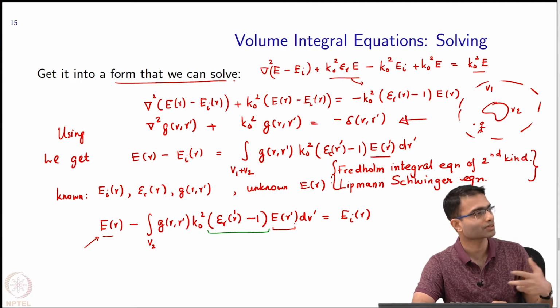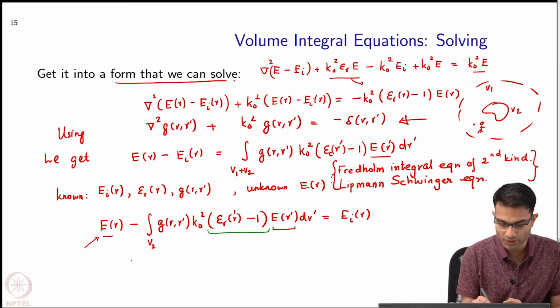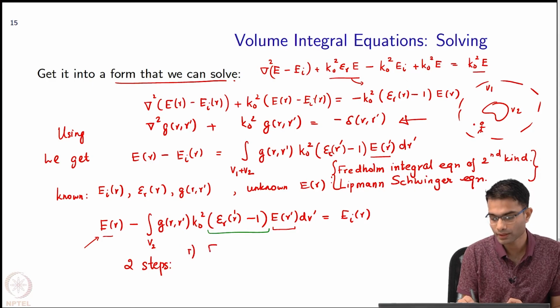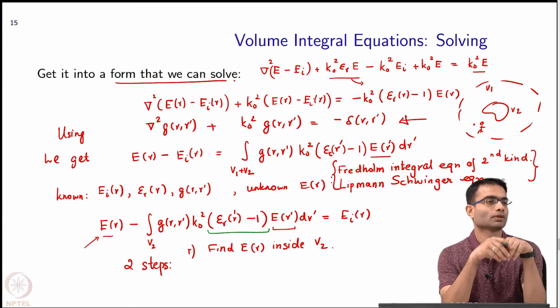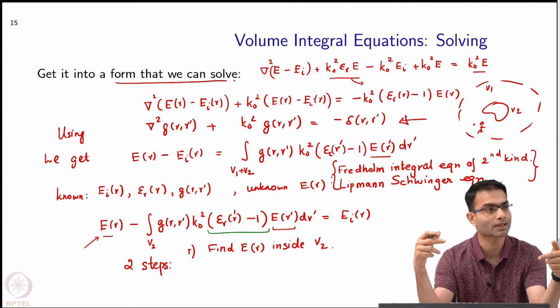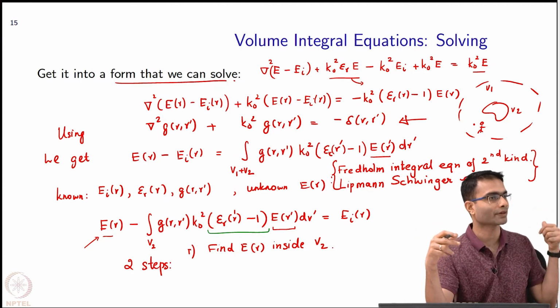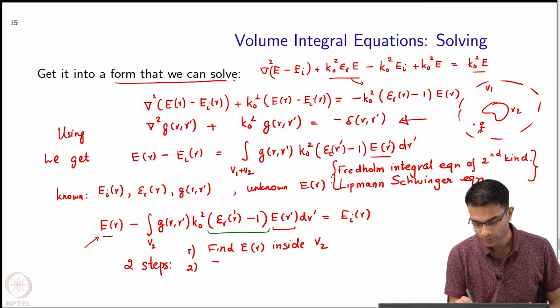So, we have already come across this trick earlier. Integral equations are always solved in 2 steps. The first step is find E of R inside V2. This was like our electrostatic example we had of the charge on the rod. First find the charge, then find the potential everywhere. You can't directly find the potential everywhere. So, first find E inside V2 and then find E of R anywhere.